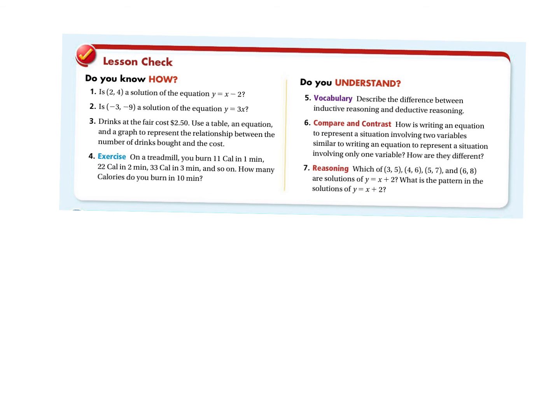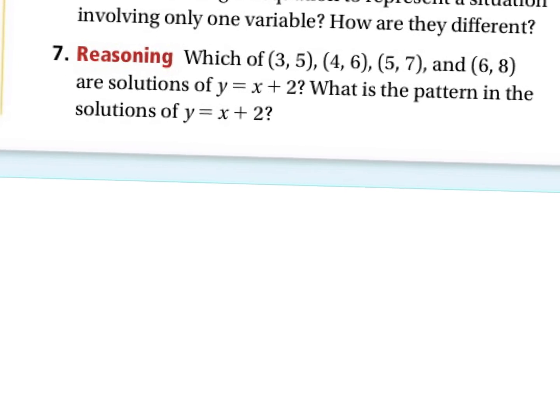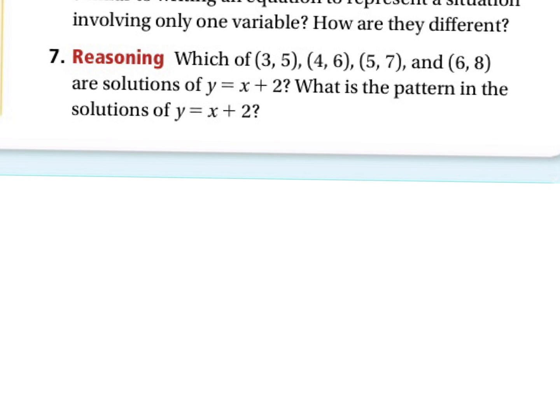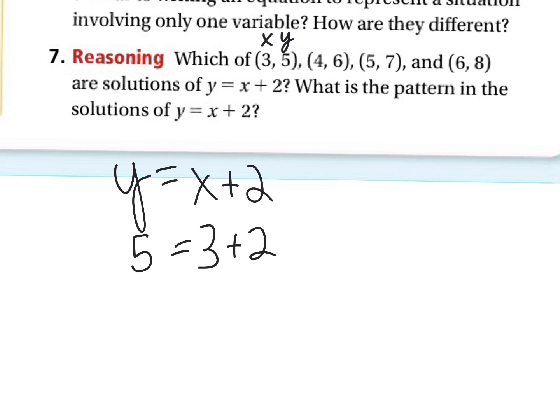So we'll look at the lesson check number 7. Which of those points are solutions of y equals x plus 2? And what is the pattern in the solutions of y equals x plus 2? So basically we're going to take those points and we're going to substitute into the equation and see if it works or not. So first we've got 3, 5. We put a 3 in for x. We put a 5 in for y, and then we see if that works. So if we do that, 5 equals 5, so that works.